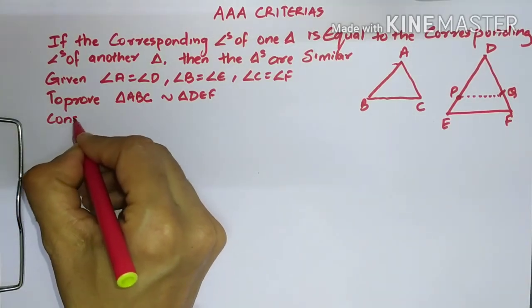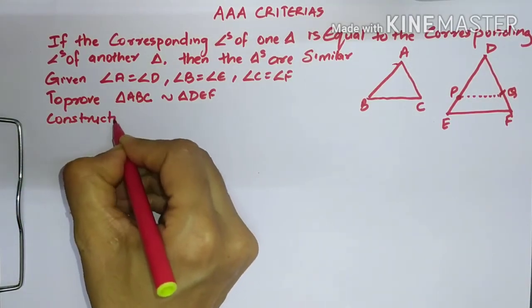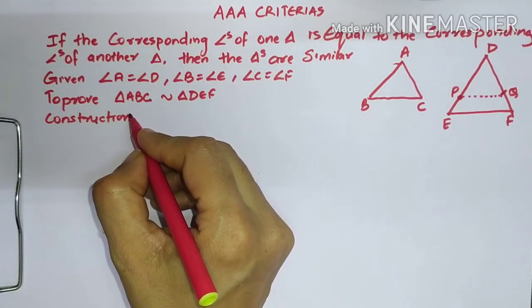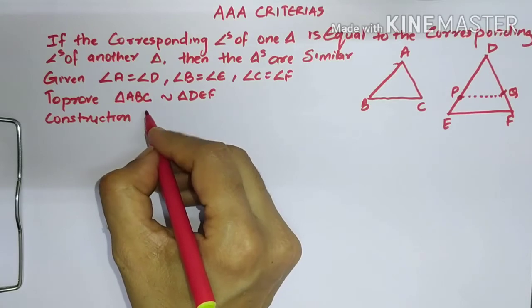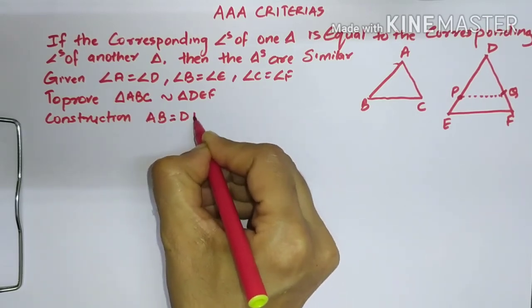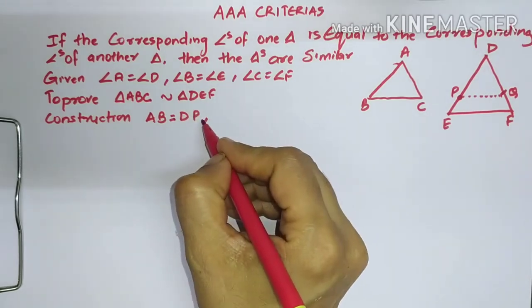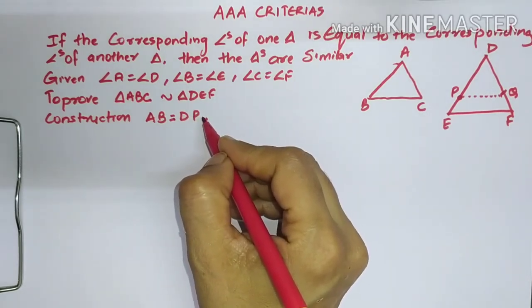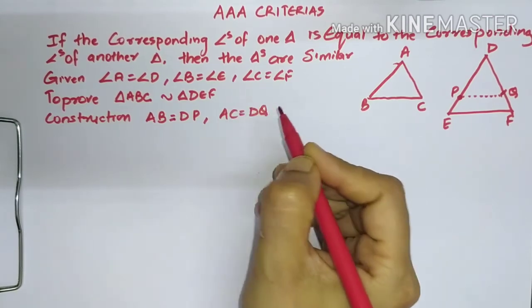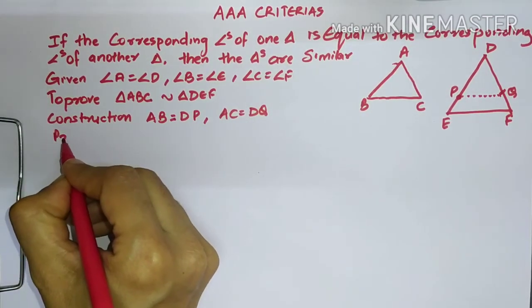So construction is, the point P has been taken on DE in such a manner that the length of AB is equal to DP. So construction is AB is equal to DP. And similarly, the point Q has been taken on DF in such a way that AC is equal to DQ. Okay, I'll go for the proof now.